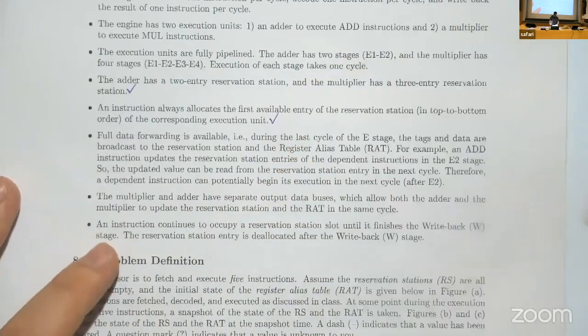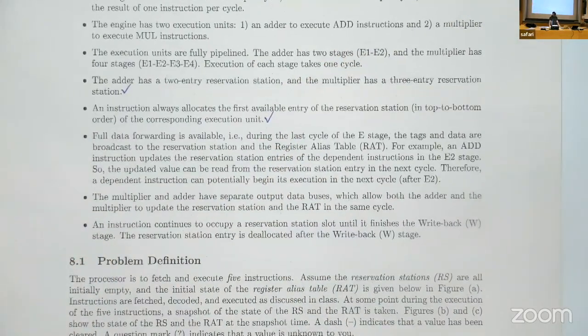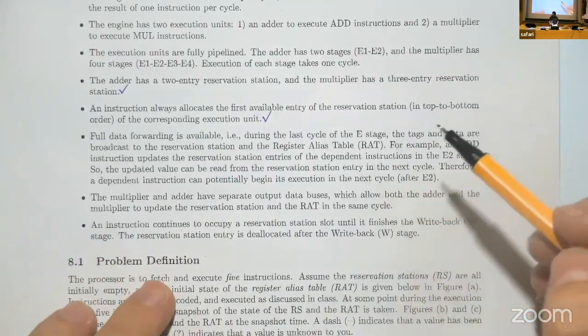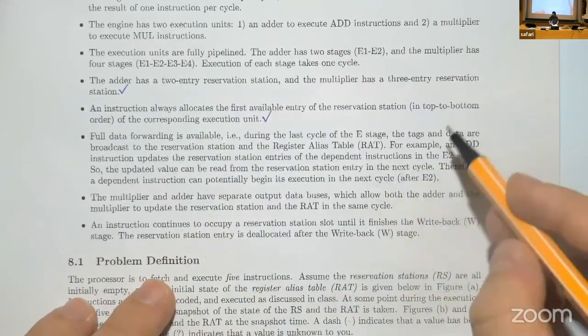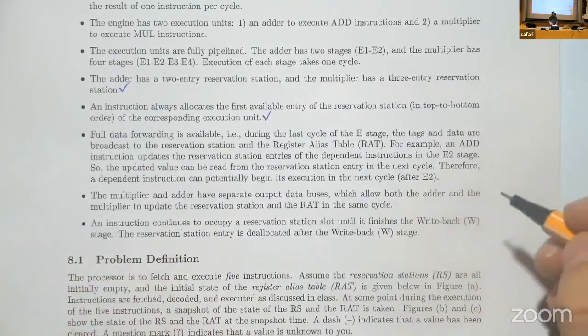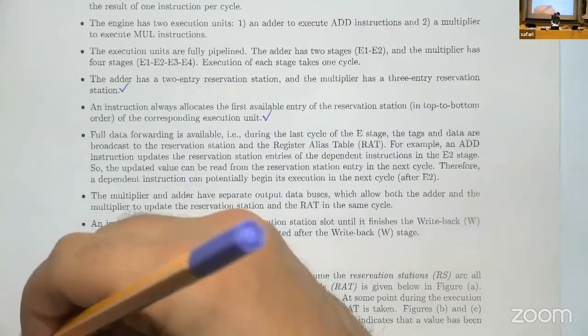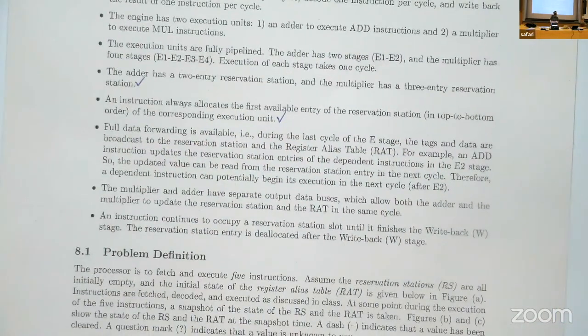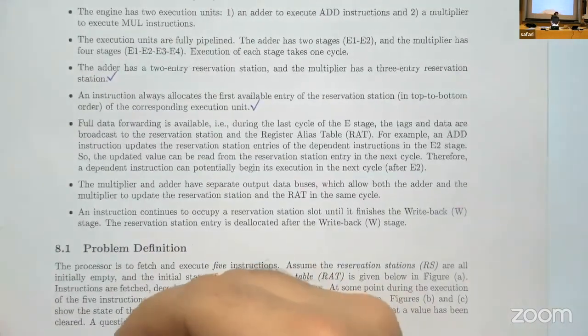So full data forwarding is available. During the last cycle of the execute stage, the tags and data are broadcast to the reservation station and the register alias table. What is the register alias table? The register alias table shows us, for each register, the validity of the register, whether the register depends on some specific computation from the reservation stations, and this is pointed to with the tag.